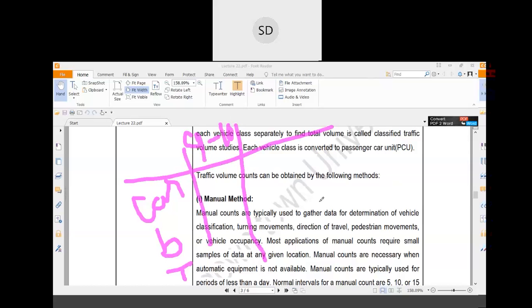Generally, this counting is done by a tally method, like 1, 2, 3, 4. So these are the four vehicles you have observed. Now, whenever you observe the fifth vehicle, you strike through, so that means 5. Then again you start 1, 2, 3, 4, and 5. Like that, you have to count the number of vehicles.